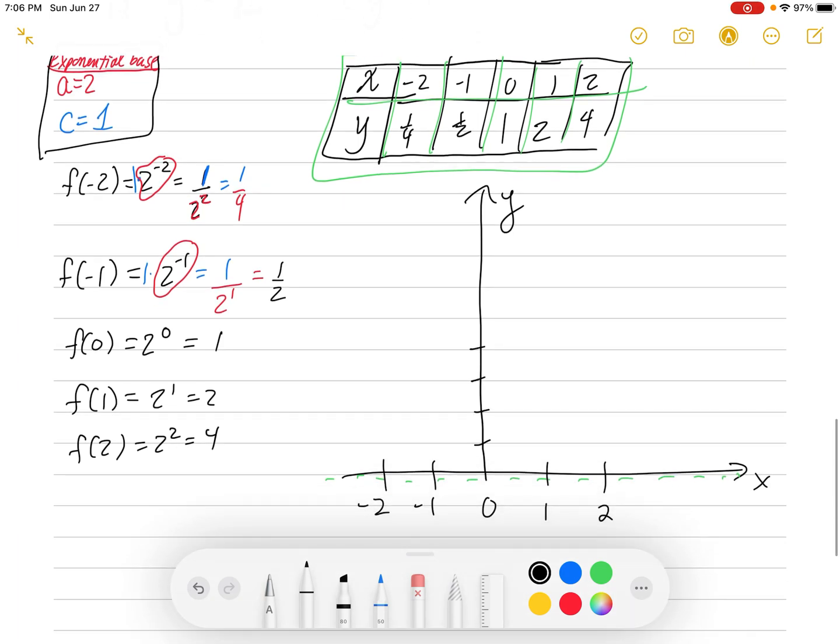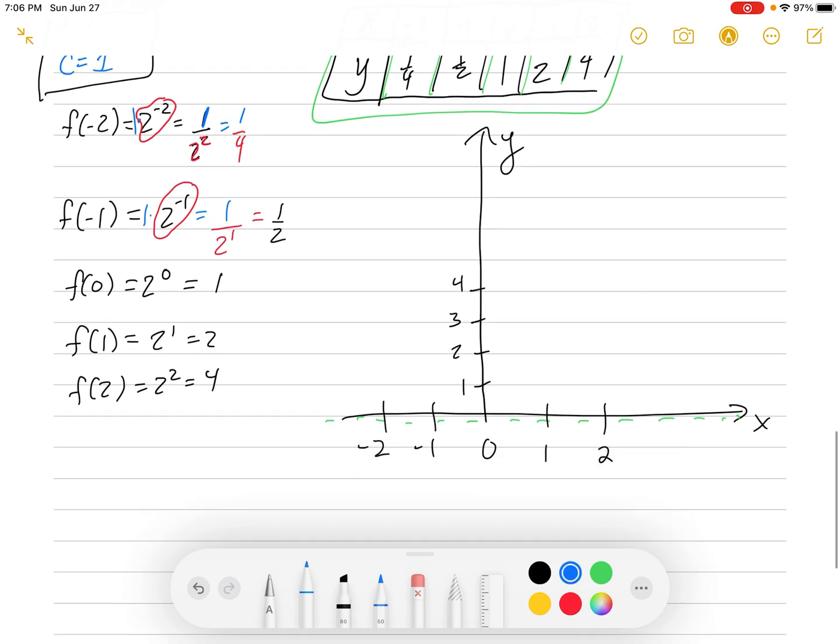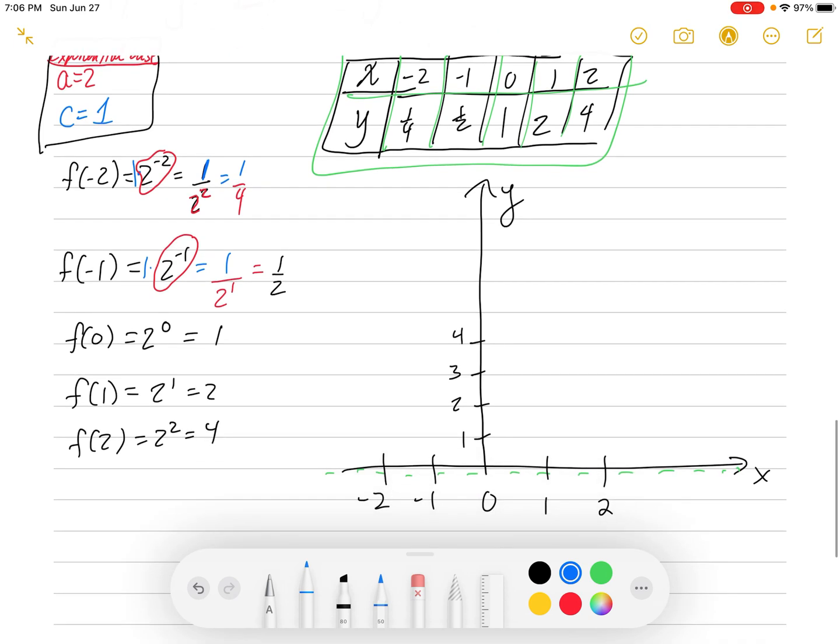So say we go out to -2 on the left, and on the right out to +2. We're going to go up to 4 on the y-axis. Let's plot our points in blue. -2, 1/4 would be back here. -1, 1/2 would be here. 0, 1 would be here. 1, 2 would be here, and 2, 4 would be here.